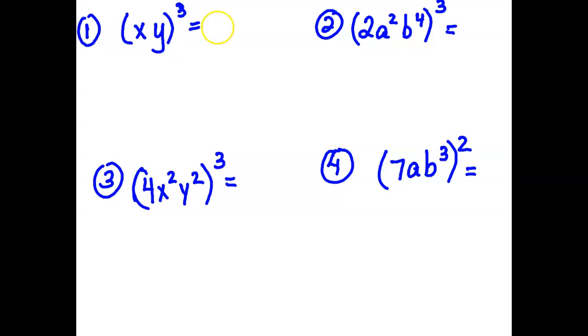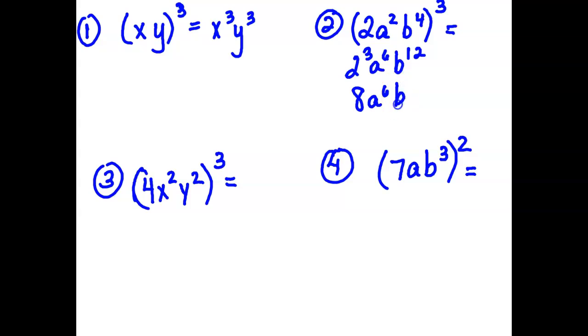All right, so our first example, we'd have x to the 3rd, y to the 3rd. Second example, 2 would be to the 3rd, a would be to the 6th, b would be to the 12th. 2 to the 3rd would be 8. Our final answer, 8a to the 6th, b to the 12th.